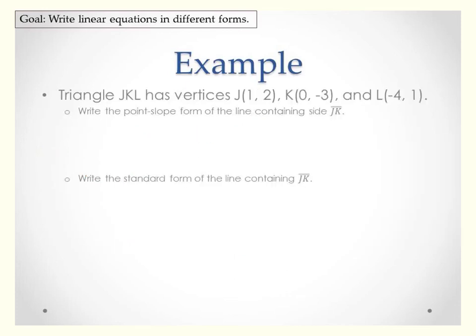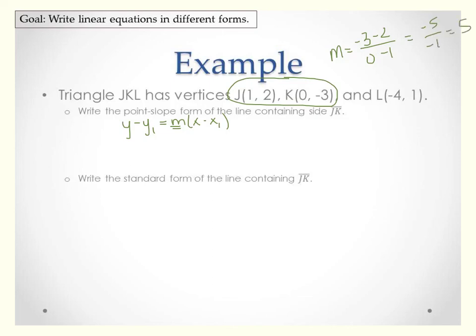Okay, so this one is a triangle that they're giving us the ordered pairs to, and it says write the point slope form of the line containing JK. You can graph it if you want, but all I need to know about the line containing JK is that it has those 2 points on it. So point slope form, y minus y1 equals m times x minus x1. The very first thing you need is a slope, okay, because you have to have your slope. So let's figure out our slope. M equals, you remember it's the change in y over the change in x, -5 over -1, which is 5.